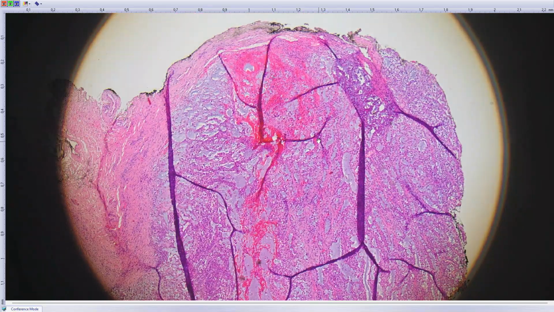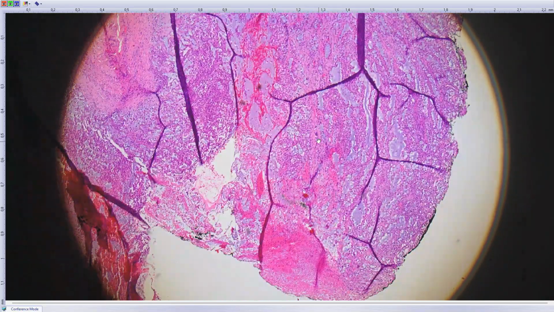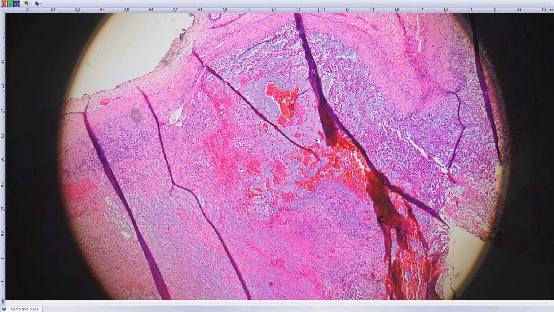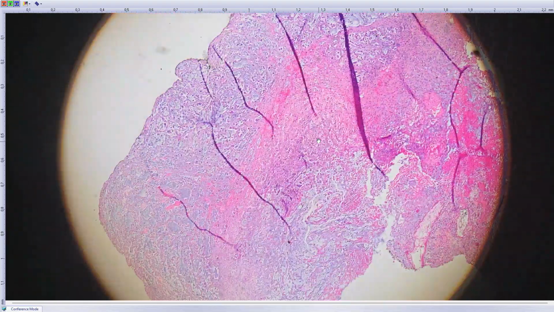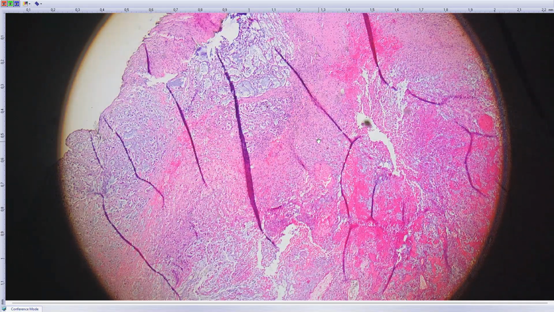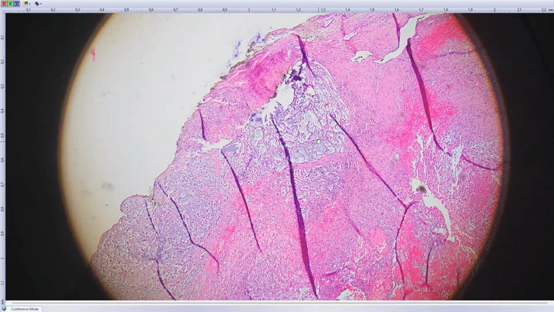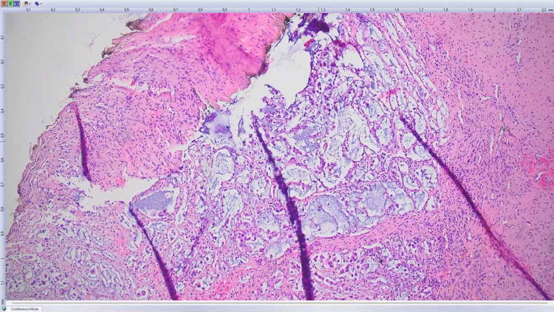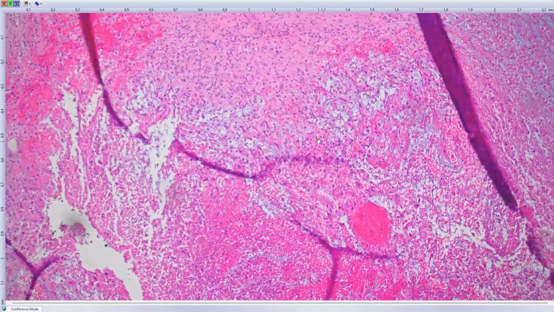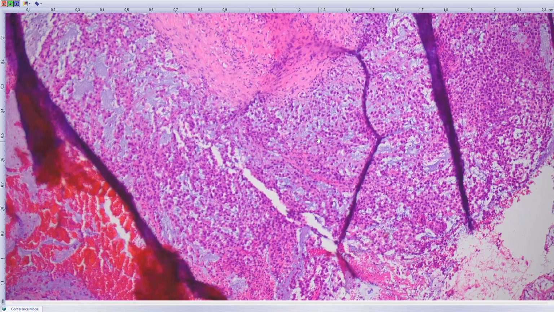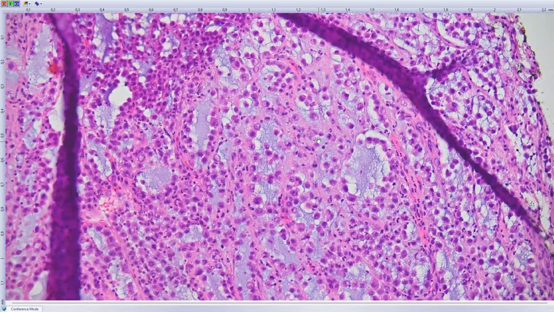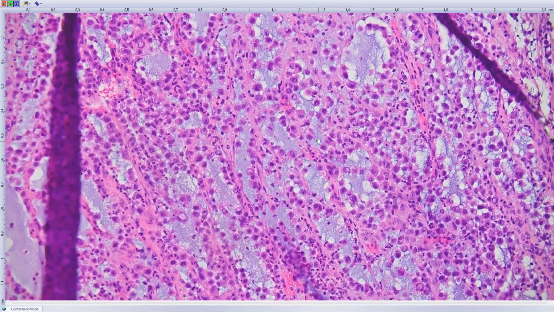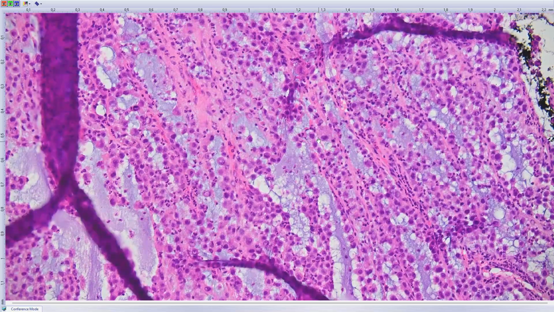So we got a few fragments that looked like this. Without even going on higher power, you can tell this is something very aggressive. It's largely necrotic. In some parts, it's myxoid like this, but there are also solid areas or more solid areas composed of these epithelioid to rhabdoid cells.